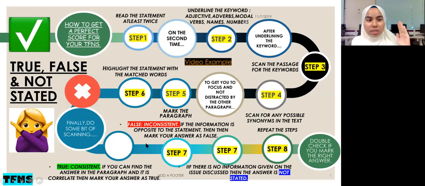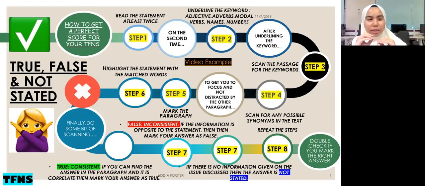What I mean by inconsistent is that the keyword that you are looking for is stated in the paragraph, but then the information is opposite to what you are looking for. So that is how you conclude that the answer is false. Next, how you can spot if the answer is not okay. So next, the third option, the TFNS question is not stated.